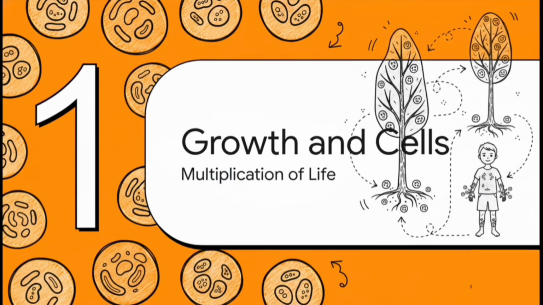Part 1. Growth and cells, the prerequisites for life and multiplication. Whether it's a massive redwood tree growing taller or a kid growing up, it all boils down to cells making more cells. But a cell can't just magically split in two without doing some serious prep work first.